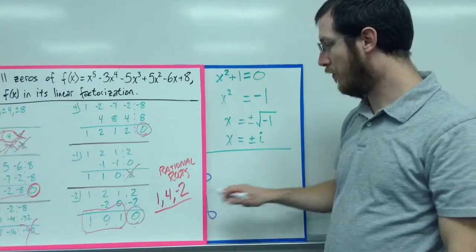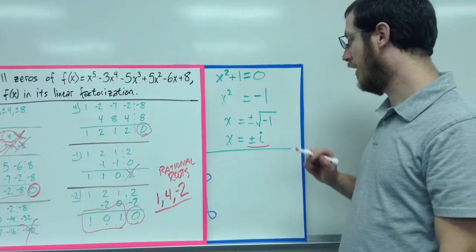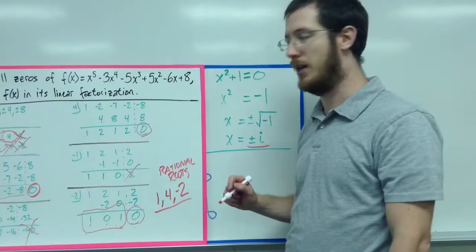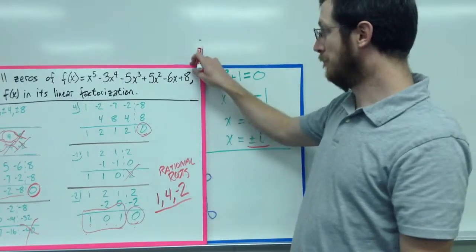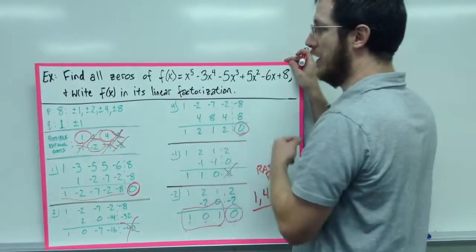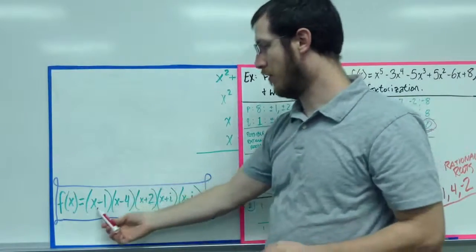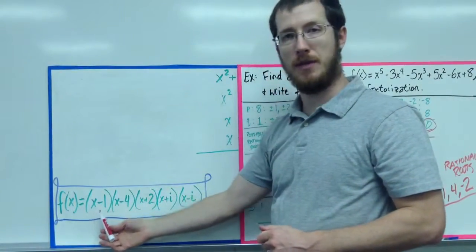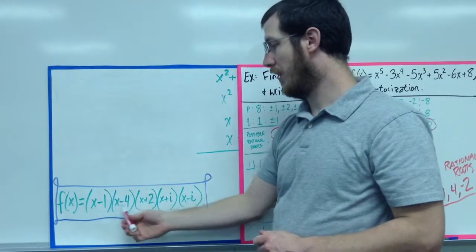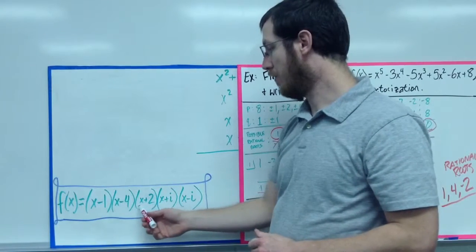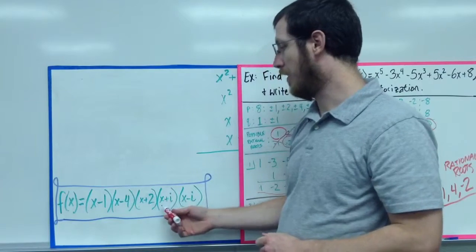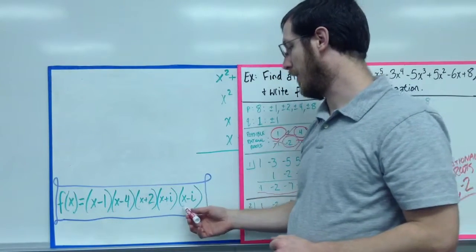So we've got 1, 4, and negative 2, and we've got positive i and negative i. So if we want to come up with the linear factorization, then we've got our 1 root, x minus 1, our 4 root, x minus 4, our negative 2 root, x plus 2, and then we've got x plus i and x minus i.